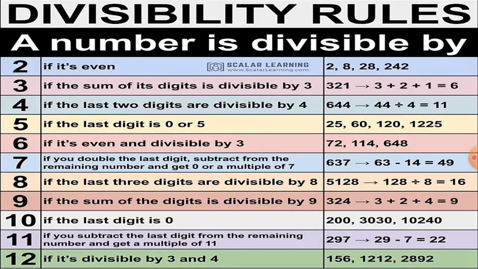A number is divisible by 11 if you subtract the last digit from the remaining number and get a multiple of 11. We have 297. The last digit is 7. When we subtract 7 from 29, it gives us 22, which is divisible by 11. So that means 297 is divisible by 11.